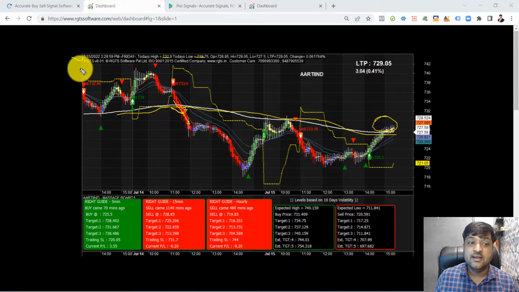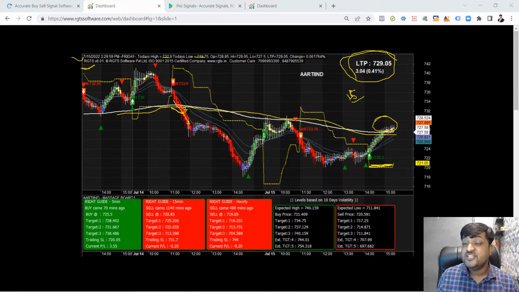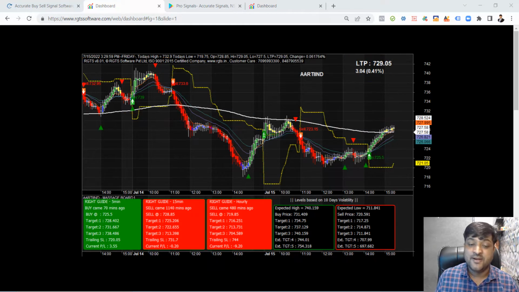Also the time as well as today's high and low are displayed in the title area. This is the title area. The last traded price, meaning the real-time price, is displayed here. This is the LTP. So this is the signal. This is the chart.